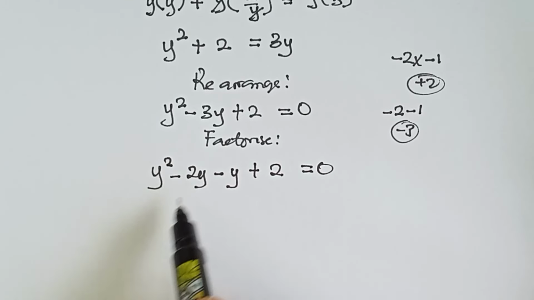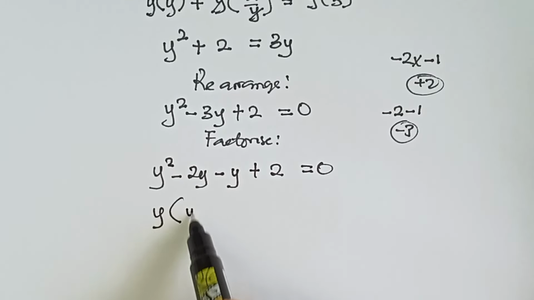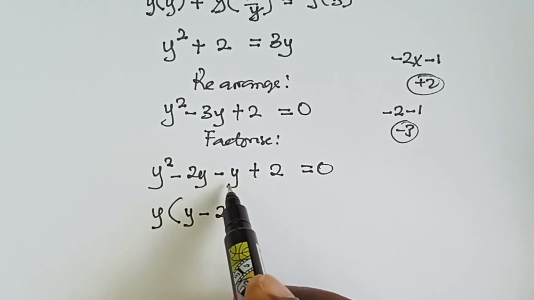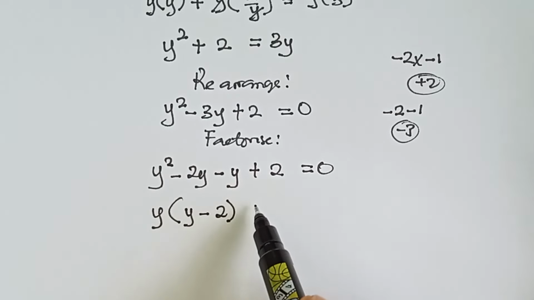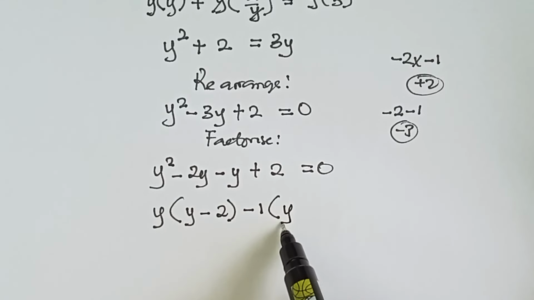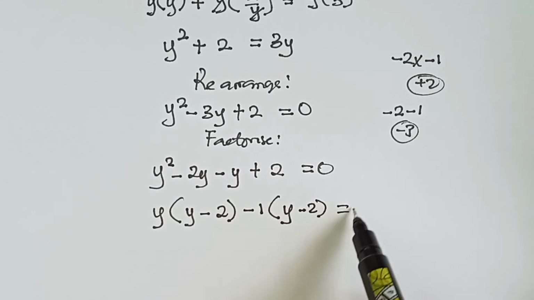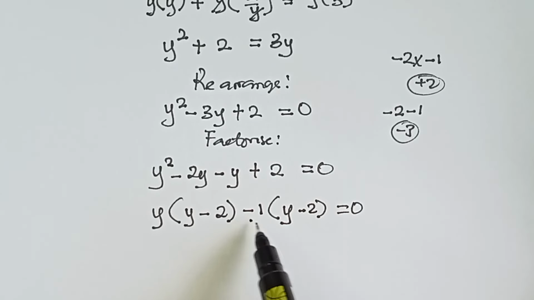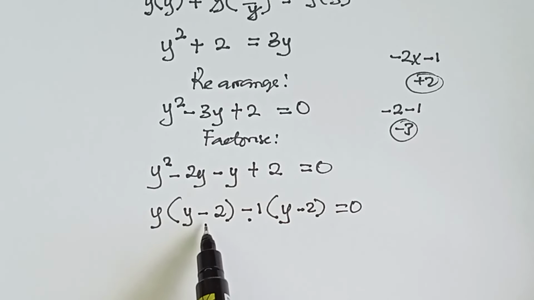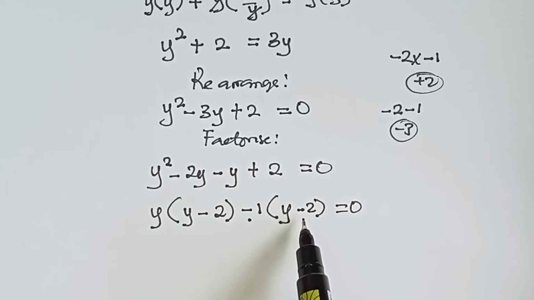For the first two, y is common, we write it out. Then we have y left here, and here we have 2. Now for this minus y plus 2, what is common is minus 1. Minus 1 is common. Then we have y, and we have minus 2, because minus 1 times minus 2 will give us plus 2. Whatever you have in this bracket is what you should have in this bracket.